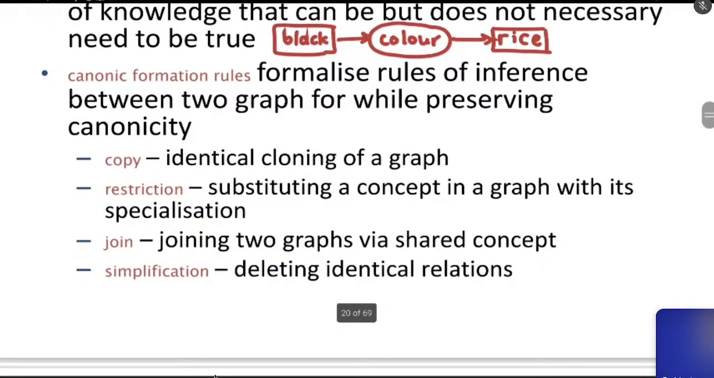You have four rules here: copy, restriction, join, simplification. There are some examples related to this within the same PPT. So instead of going through this text, I will show you the examples. So copy, restriction, join, and simplification.